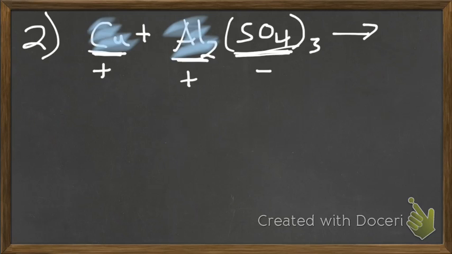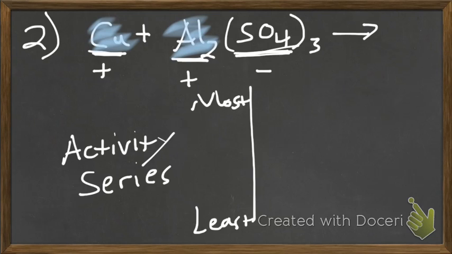Now we have to check and see if they actually do switch each other and form a reaction. If we look at our activity series, we find that copper is way down here and aluminum is higher up. Now, because aluminum is higher up than copper, remember, something only replaces it if it's below it. Copper is below aluminum, so the copper cannot replace the aluminum. Remember, it can only replace it if it's below it. So because copper is below aluminum, it cannot replace it.